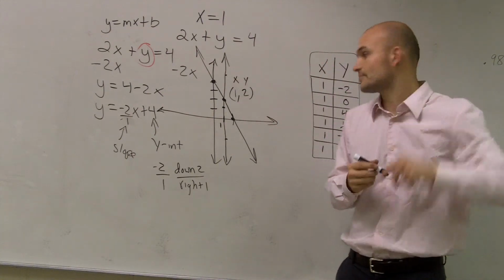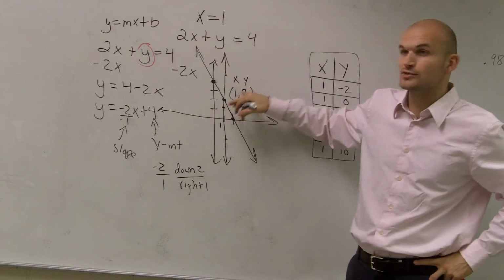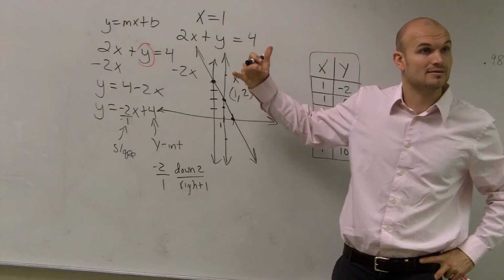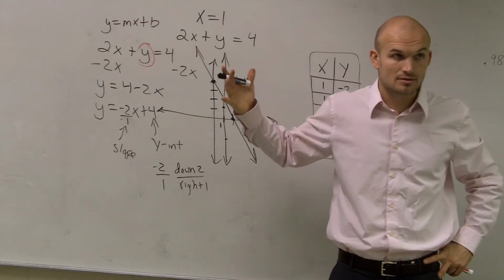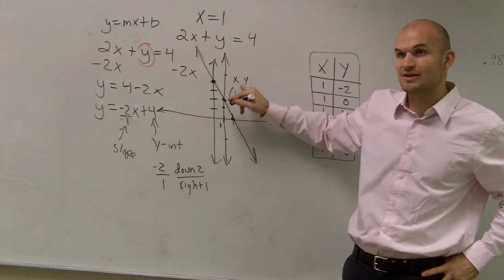Thank you. So therefore, the solution to this system is (1, 2). We now have a value for our x and a value for our y, which is going to satisfy our system, right? Because we have 2 unknowns, an x and a y, and we just found a value for both.